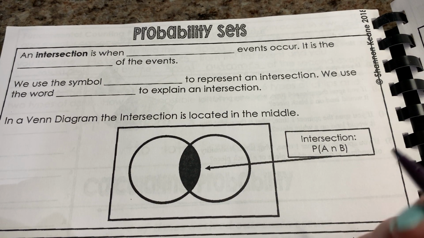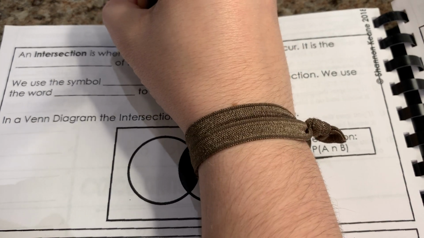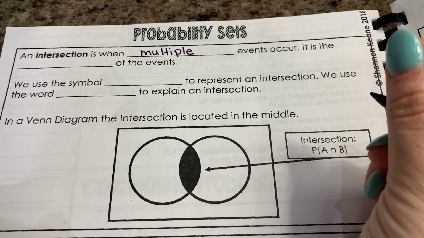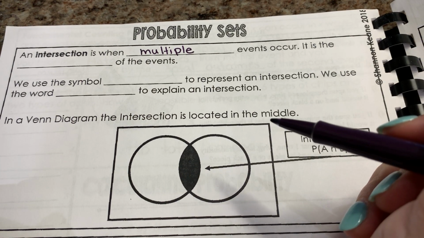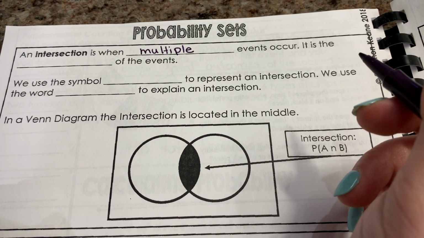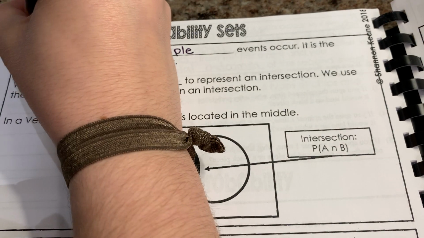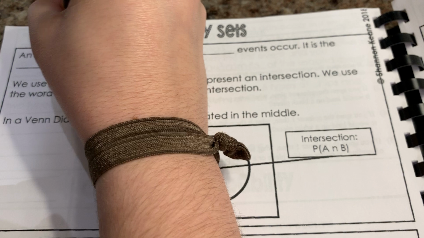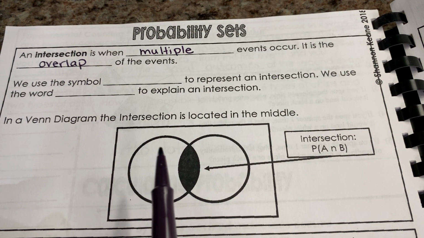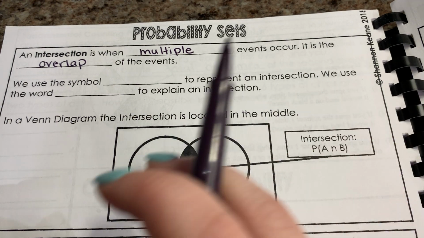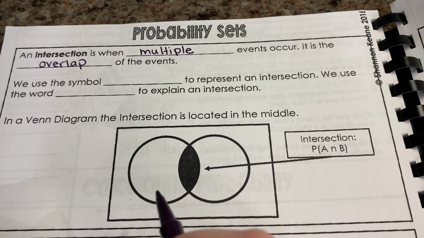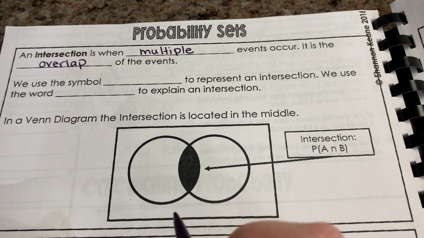What an intersection is, it's when multiple events are occurring. And we're going to talk about how to find the probability that all of those multiple events are occurring. What intersection is most commonly referred to is the overlap of events. It's the idea that I am going to win the lottery and eat a sandwich. It's how the probabilities are happening at the same time, together.